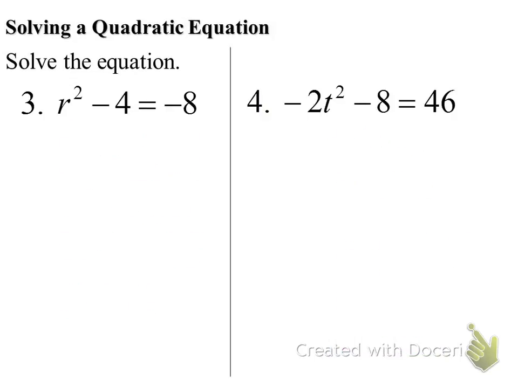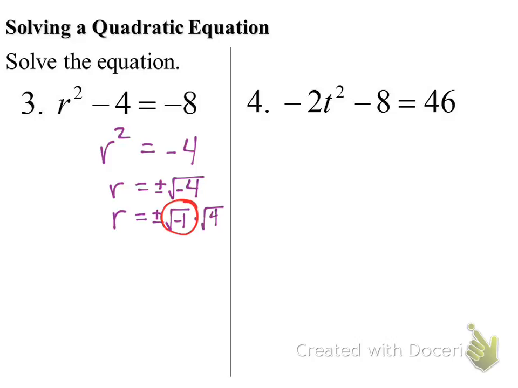Number 3, r squared minus 4 equals -8. I got a feeling if we messed up somewhere, it would be at this step. That would probably be the only one. Whenever you add 4 to both sides, that right side becomes -4. So then when we take the square root on both sides, we get plus or minus square root of -4, equals plus or minus square root of -1 times the square root of 4. We should get an i, plus or minus 2i.